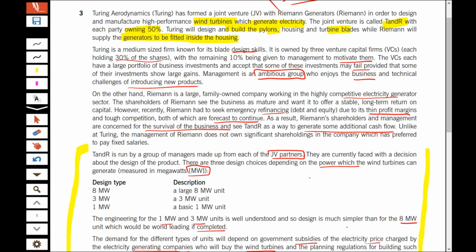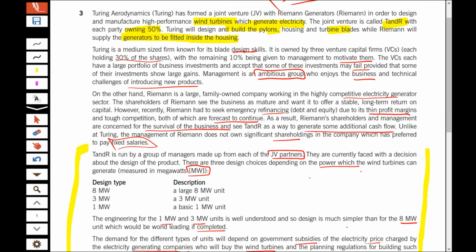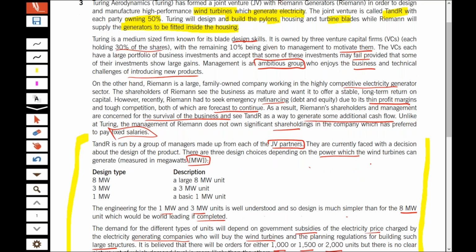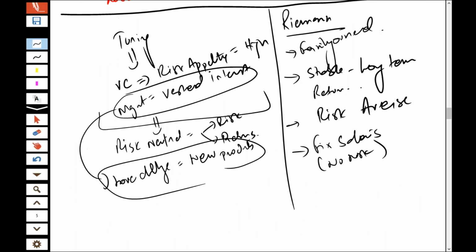Now, what does it say? It says that unlike at Turing, the management does not own significant shareholding in the company, which has preferred to pay fixed salaries. Fixed salary would mean that there is no risk that they take. It says T&R is run by a group of managers made up of JV partners. They are currently faced with a decision. Now, what exactly are we going to do?